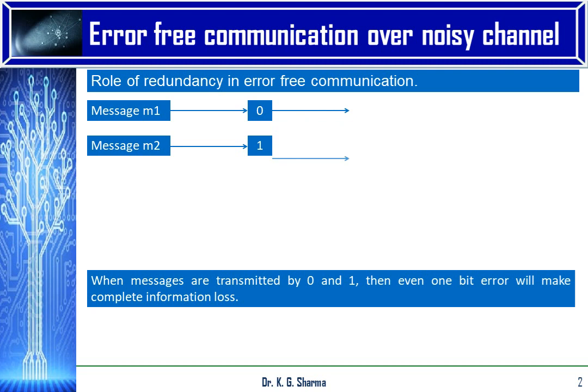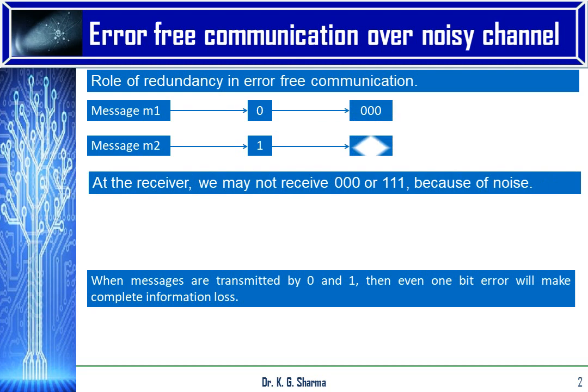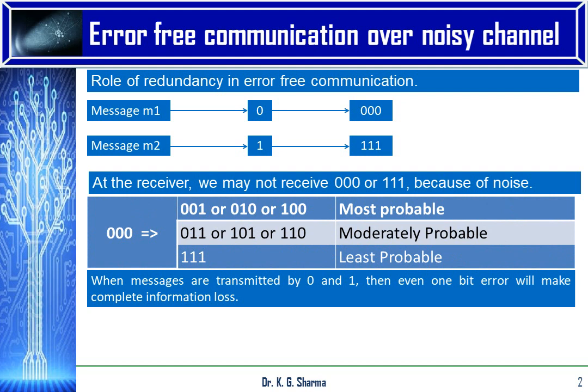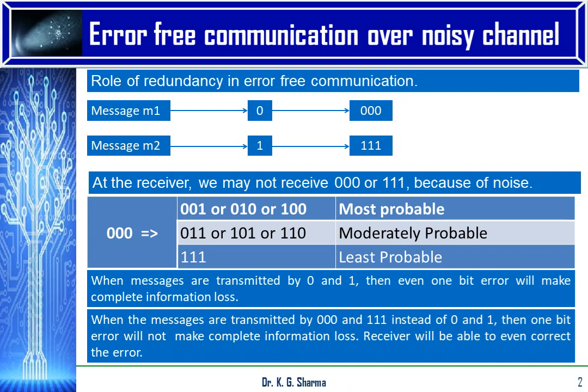Suppose we transmit message M1 as 000 and M2 as 111 instead of simply 0 and 1 respectively. Now in this case, if there is a 1-bit error, the receiver can still decide the message correctly. But the receiver will not be able to correct the error if there is more than 1 bit error. If there is a 2-bit error, the receiver will not be able to correct the error, but it can find out that some error is there in the reception process. It means the receiver can detect the error but not correct it.